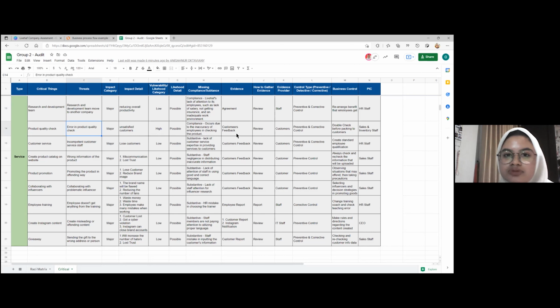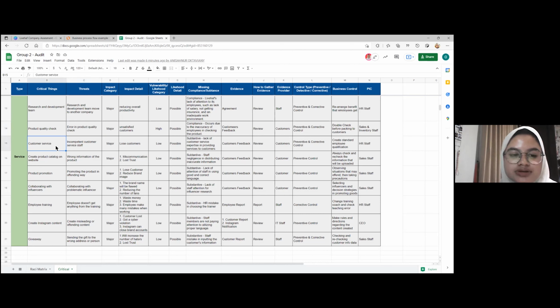The evidence would be from customer feedback giving bad reviews to the products that Livehaf sells, gathered from customer reviews or customer feedback, and the evidence provider will be the customers. The control type would be preventive and corrective control through a double check before packing for the customer. The PIC is the sales and inventory staff.